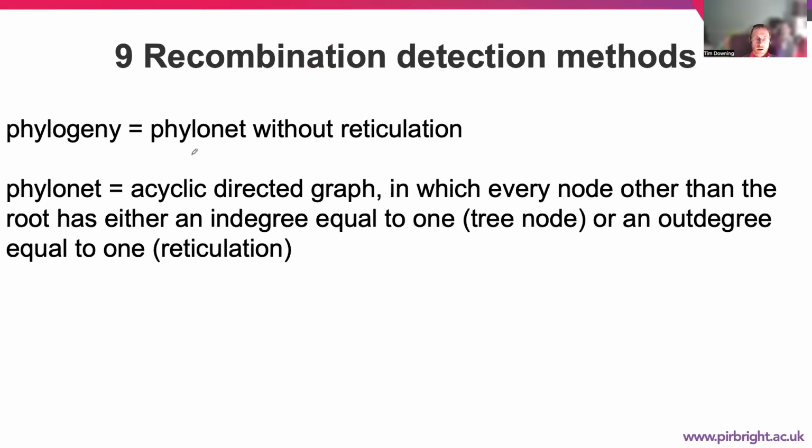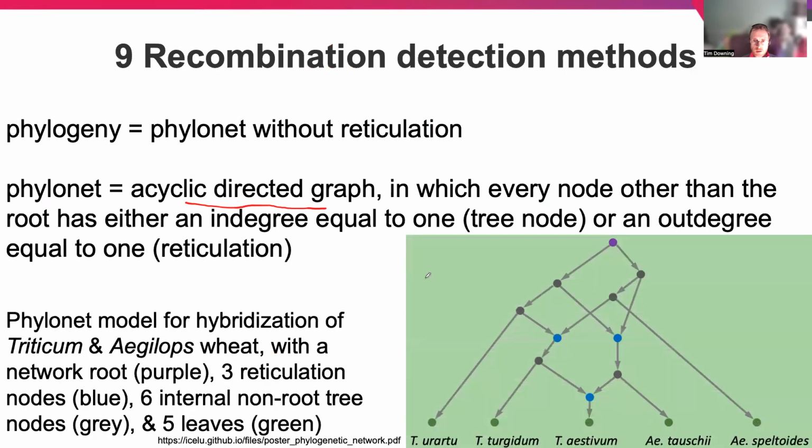We can also look at phylogenetic networks as well. Phylogenetic networks incorporate reticulations from recombination. They're acyclic directed graphs where every node other than the root has an in-degree equal to 1 or an out-degree equal to 1. So we can see this kind of pattern here where we're looking at, in this case, the hybridization of wheat, where we have different complex patterns of gene flow between the different organisms, and therefore we're looking at something more similar to this. A phylogenetic network looks like an ancestral recombination graph rather than a traditional phylogenetic tree.